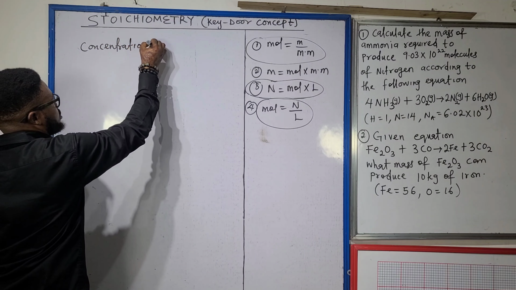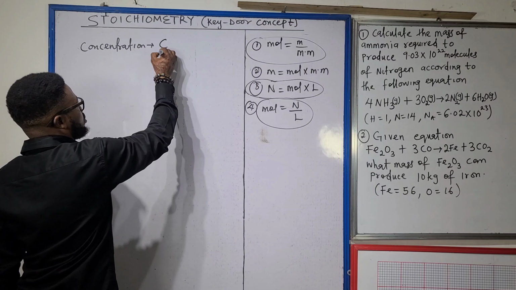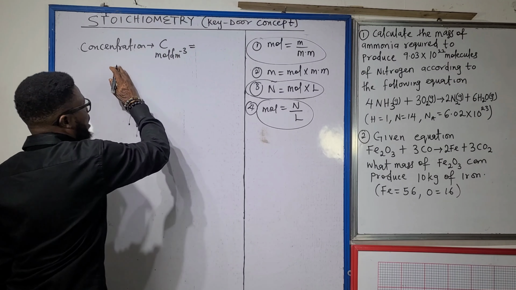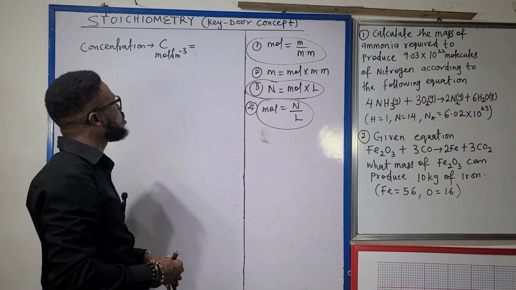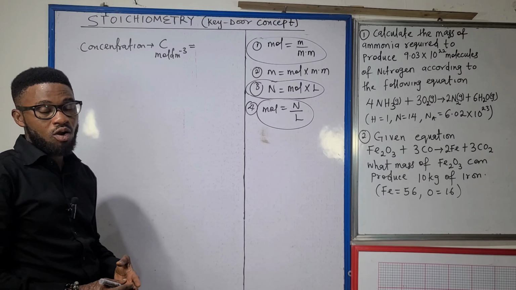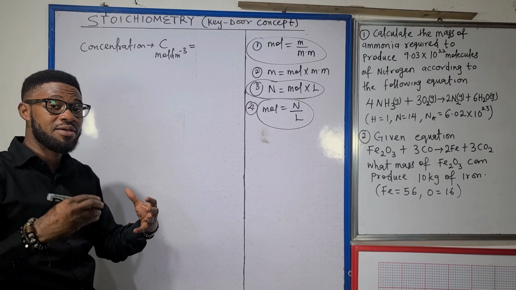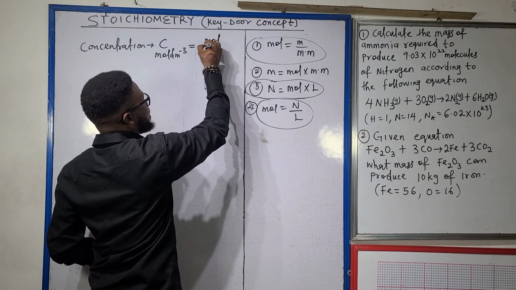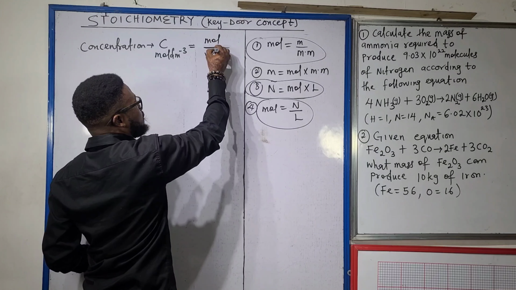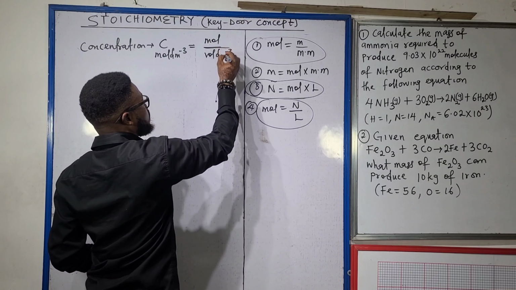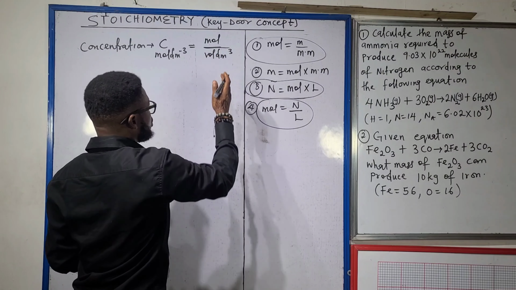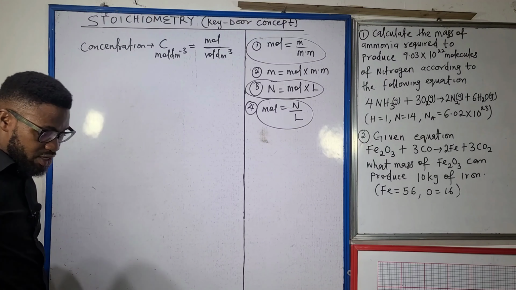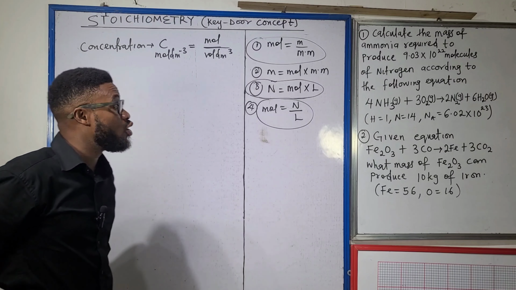Concentration, written as C, let's talk this time in mole per dm³. When we talk about concentration, it is the number of moles of particles dissolved in 1 dm³ of a solution. In this case, that means moles dissolved in 1 dm³ of a solution. So concentration is the mole per unit volume of a solution.